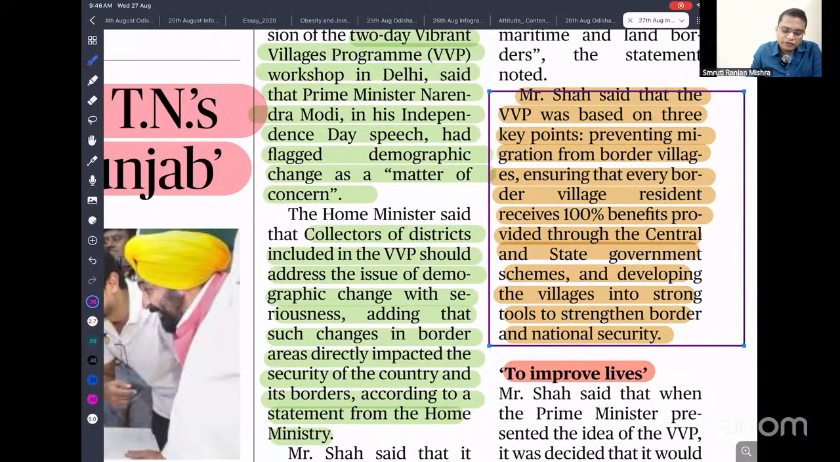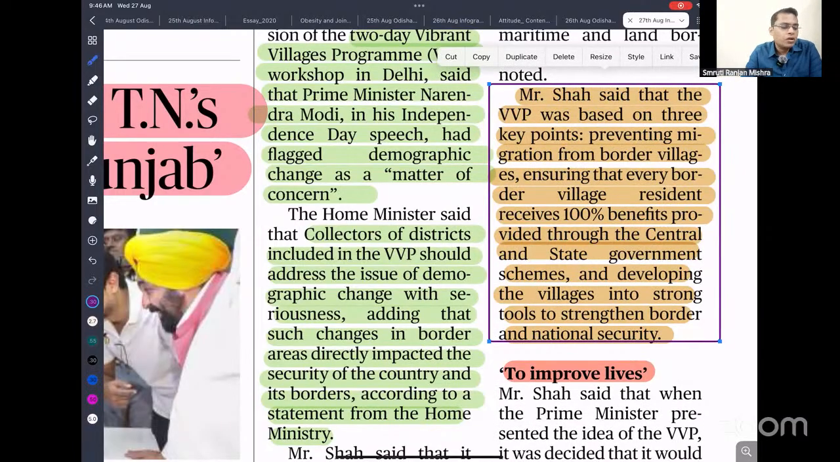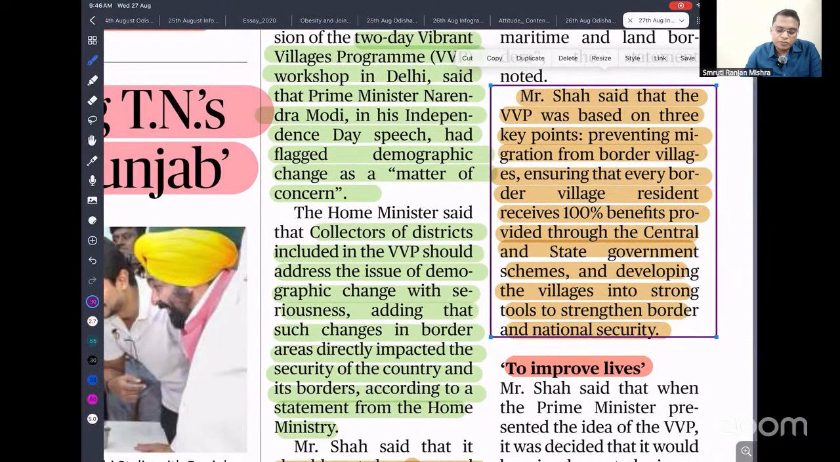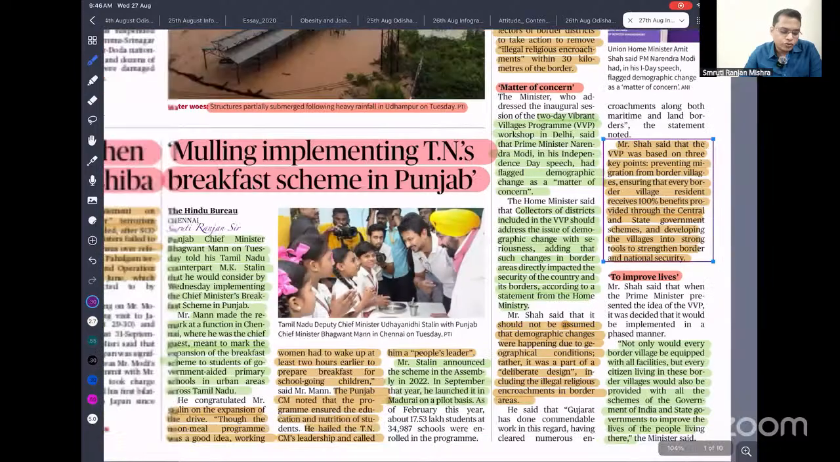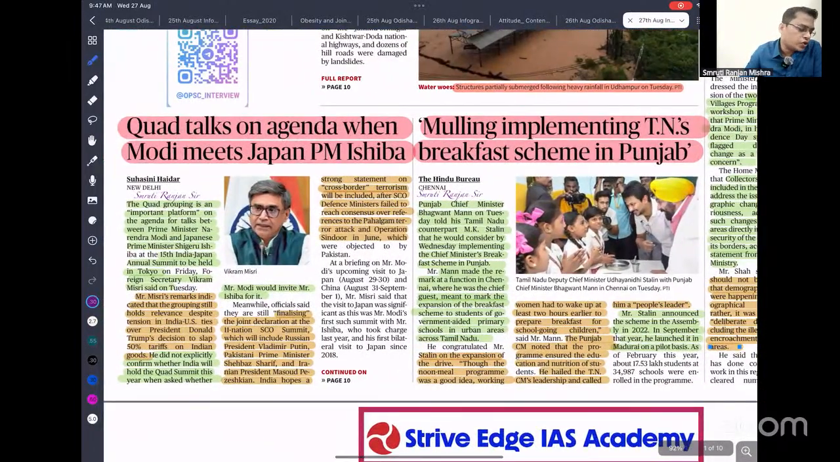If there is a question on what steps the government has taken to improve our border security, you can talk about the Vibrant Village Program. If there is a question on what steps the government has taken to improve tourism, you can talk about the Vibrant Village Program. On that basis, if you just listen to this discussion, that is also going to be helpful to all of you.